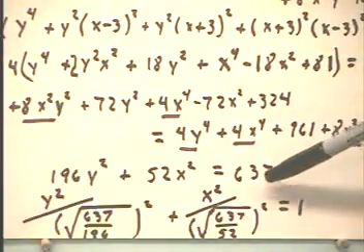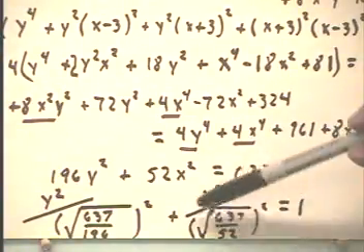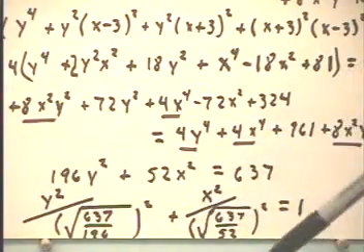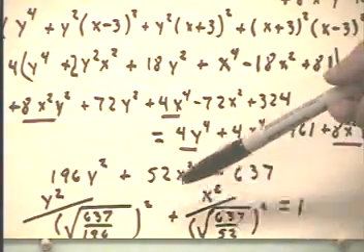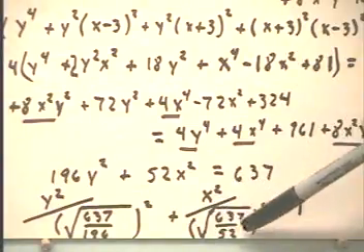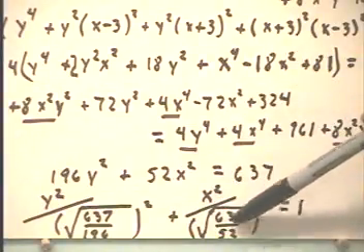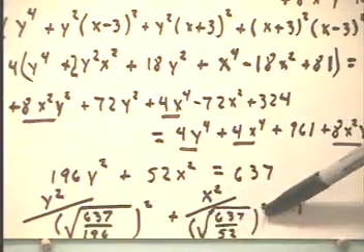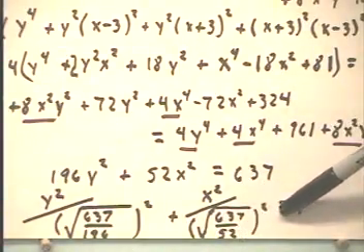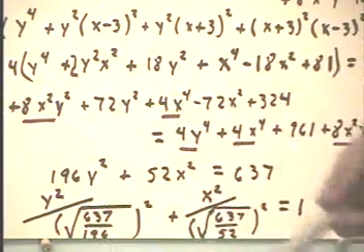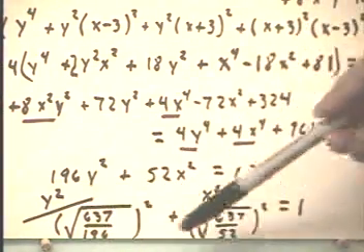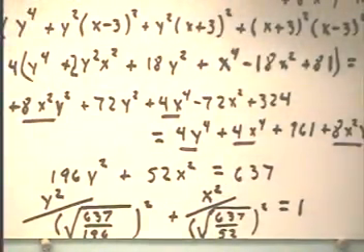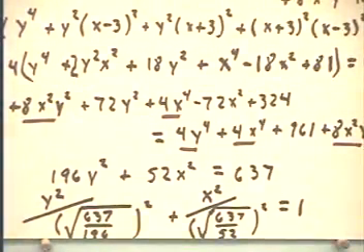Now, in order to do that, I divide through by 637. For example, the x squared term will be 52 over 637 times x squared, of course. If I put that in the denominator, it becomes 637 over 52. And if I write it as the square root of 637 over 52 squared, I've got it in the form that I want. And it turns out that this is what we call the standard form of an ellipse. And we'll go on with this next time.